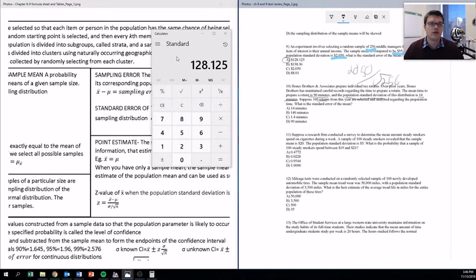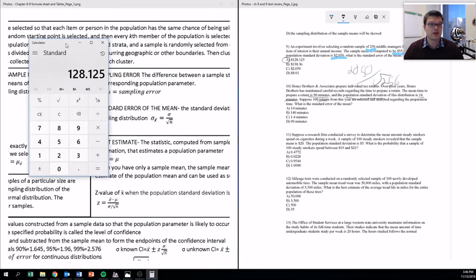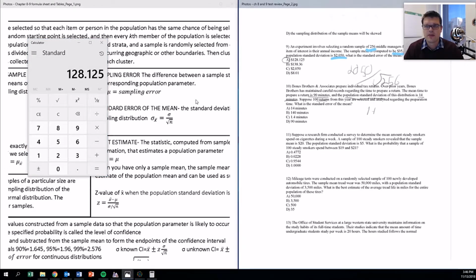Okay, we're going to look for the standard error of the mean again. This time we're not really even dealing with z-scores, but I just wanted to make that note. So we've got the standard deviation. Where is the standard deviation? Standard deviation is 14. And then we divide by the square root of the number, so of 100. And so you've got 14 divided by 10, which equals C, 1.4 minutes. Okay.